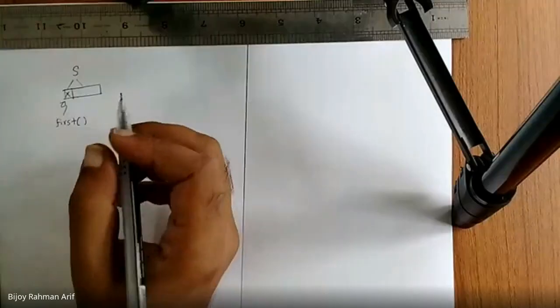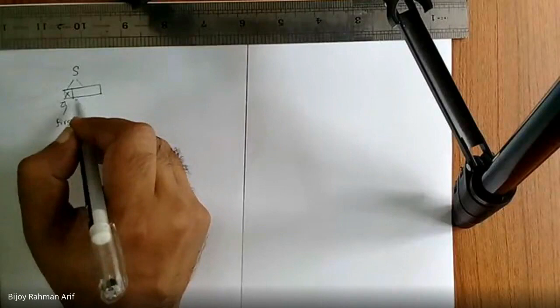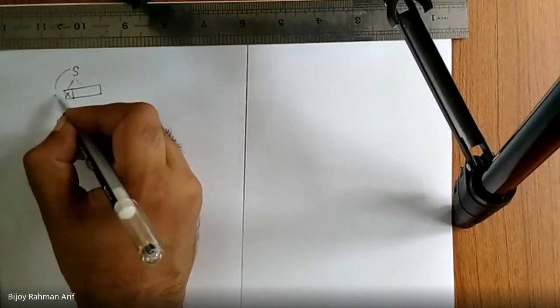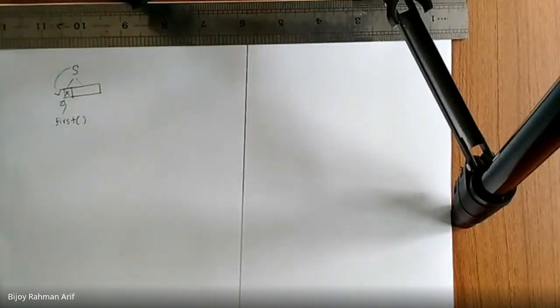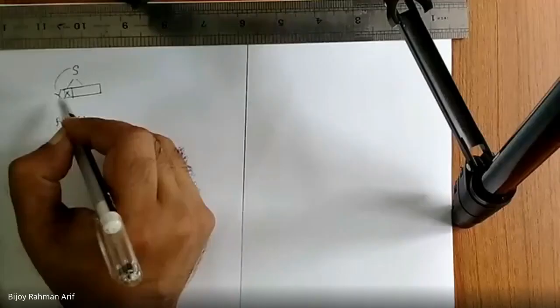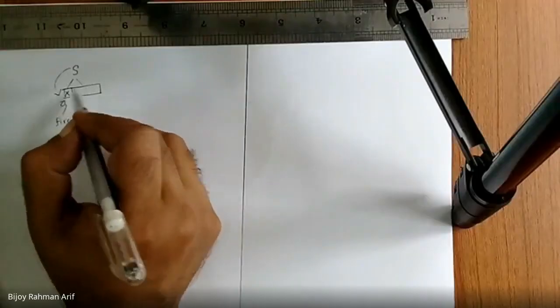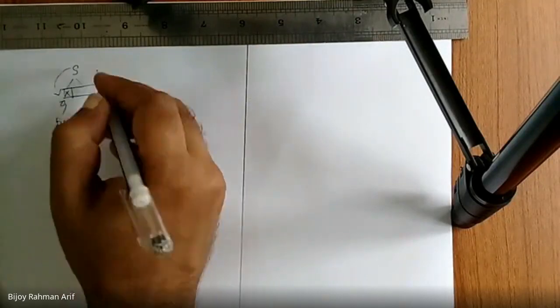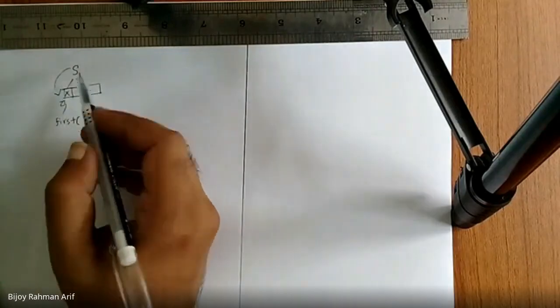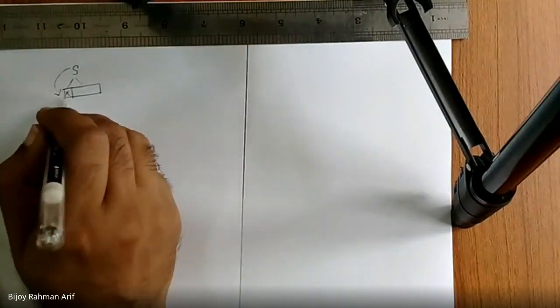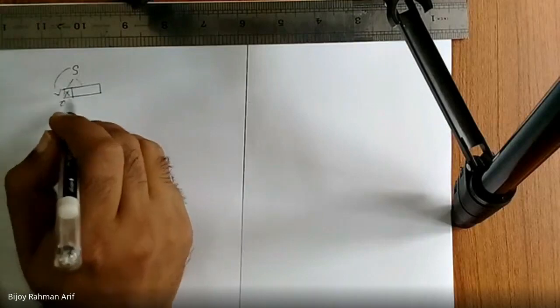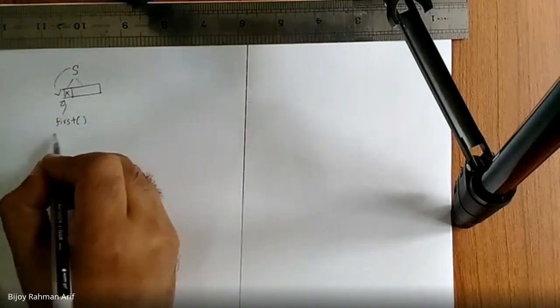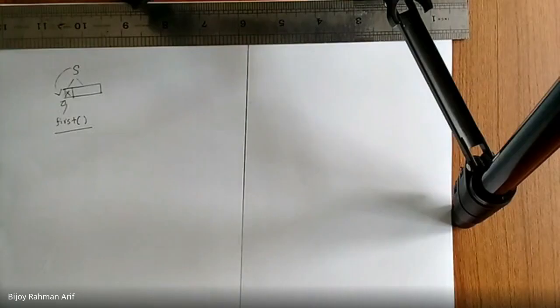Let's assume we are deriving from S to this expression. During the derivation process, this is one step of derivation. Whatever comes first during the derivation is called first. Am I right? Yes, sir, that is the definition of first.